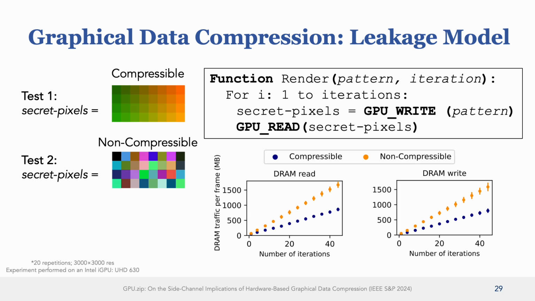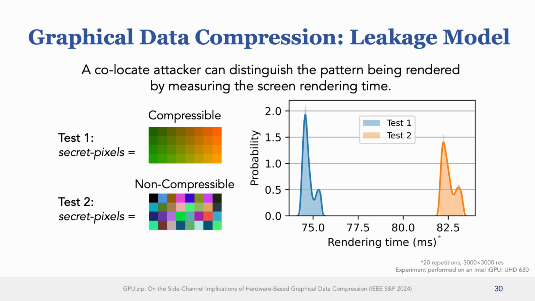Indeed, when we monitor the DRAM read and write performance counter, we observe exactly half the amount of traffic is transferred across the memory controller when the pattern is compressible. Since the memory controller has a maximum bandwidth limit, less DRAM traffic would directly translate to a faster rendering time. That is what we observe as shown in the right-hand side of the figure, where the rendering time of the compressible pattern is smaller than that of the non-compressible one. As a result, a co-located attacker can easily distinguish which one is being rendered by measuring the screen rendering time. Similarly, a co-located attacker can distinguish the pattern being rendered by measuring the last level cache occupancy, the detail of which can be found in the paper.